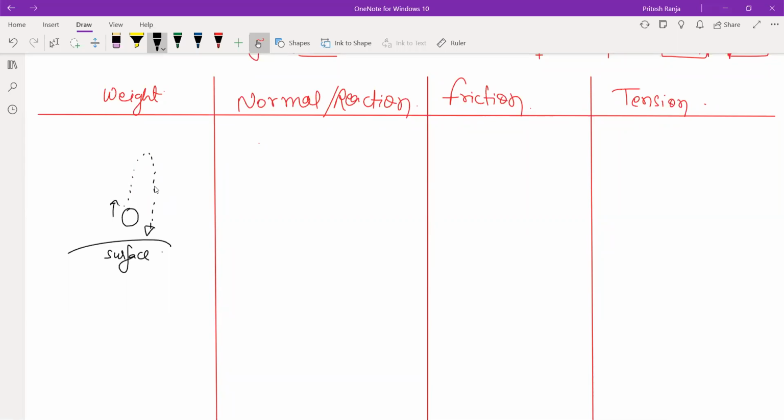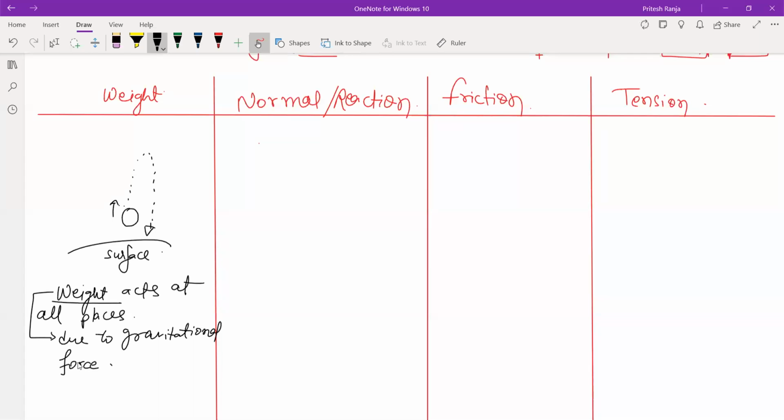Because at every point there is force acting on the object. And what is that force? That force is called as weight. So weight acts at all points, at all places. And this weight is due to gravitational force. हम next unit में in detail we will see what is gravitational force. But as of now you all would be sure कि object पे अर्थ के वजह से gravitational force लगता है, and that results in the weight of an object.